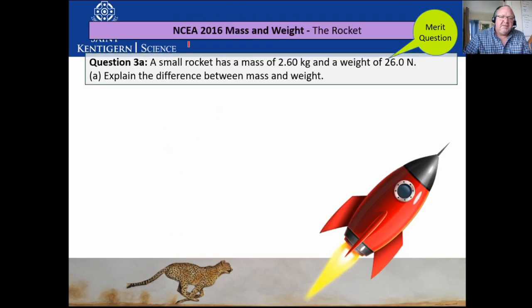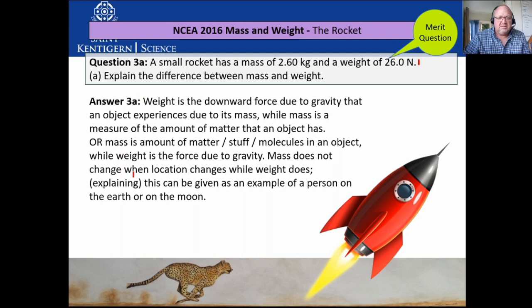In 2016, they said a small rocket has a mass of 2.6 kilograms and a weight force of 26 newtons. So they did that calculation for us already. No way. Explain the difference between mass and weight. And this time they give you merit for this. Wow. Okay, so you know what this is about. I'm not going to read it again. You can read it again.